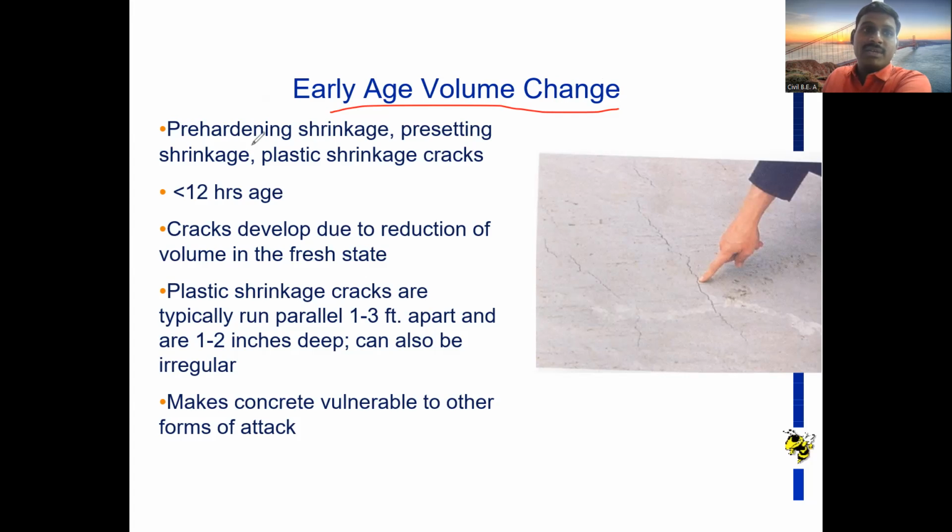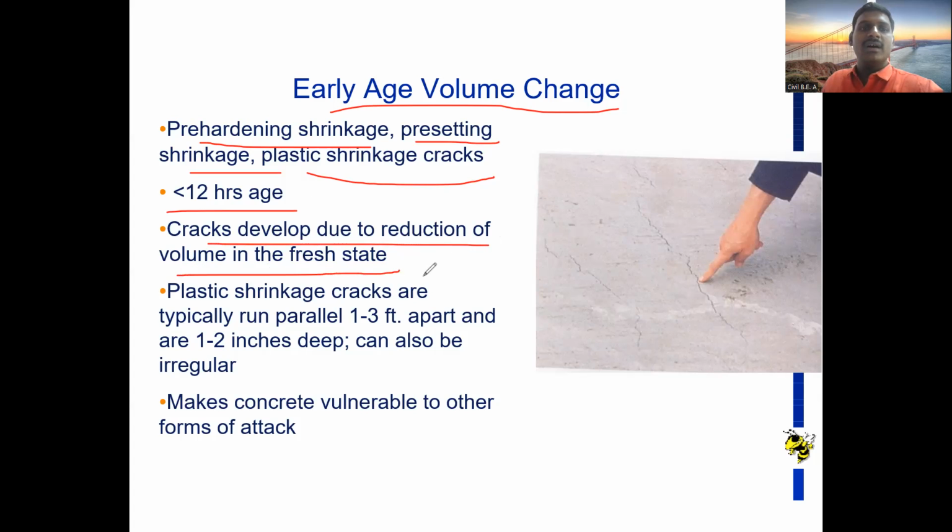So what is the reason for this volume change of the concrete? If you see here, pre-hardening shrinkage, the plastic shrinkage cracks. The shrinkage phenomenon is observed here. Shrinkage of concrete is nothing but the change in volume of the concrete. It is observed at less than 12 hours of age. The cracks developed due to reduction of volume in the fresh state are nothing but the early age volume change. This happens due to plastic shrinkage.